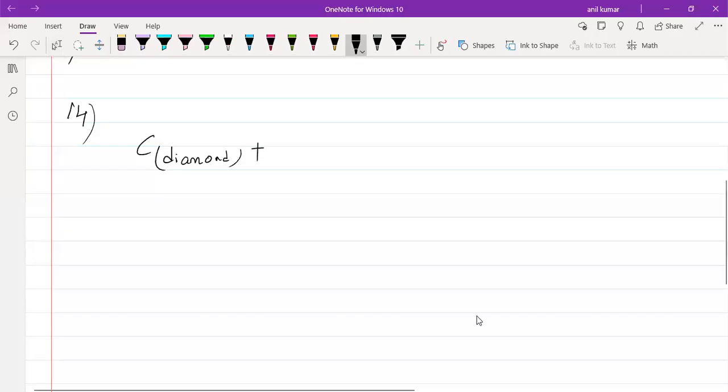Carbon diamond plus O2 gives rise to CO2.